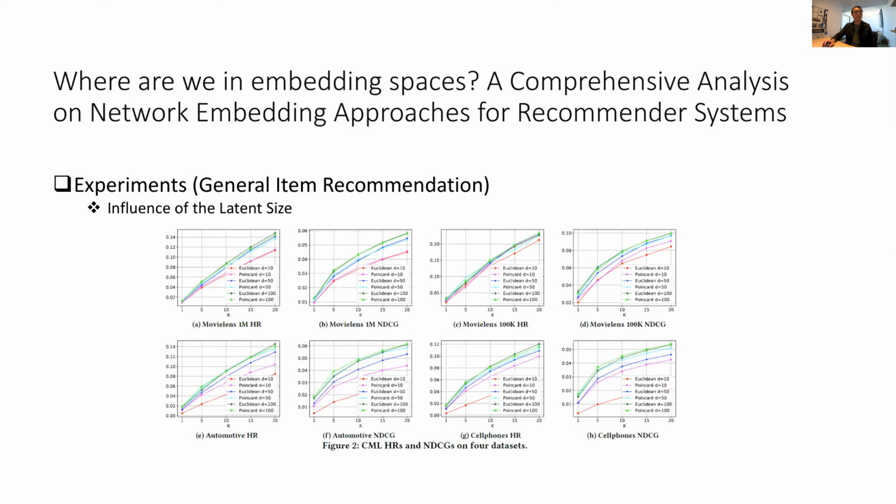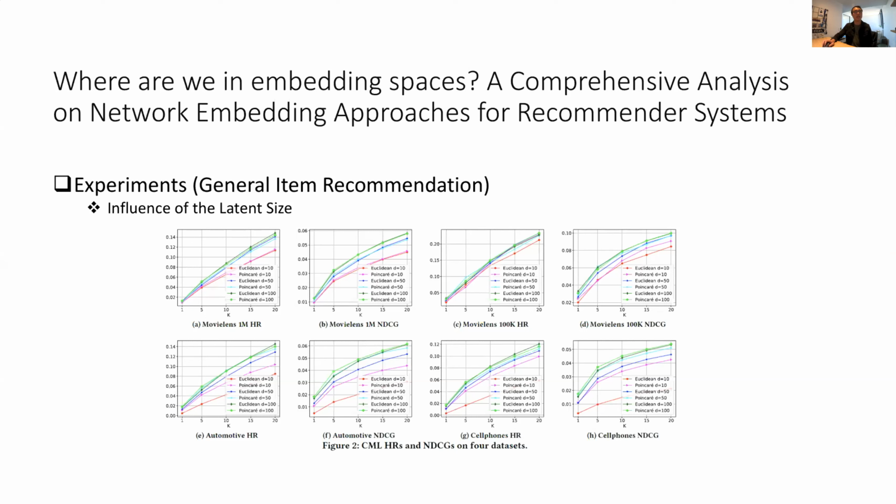Now, let's see how the latent size influences the performance of hyperbolic space. Again, we use the results of CML as an example. Let's focus on the pictures in the second row. We can observe that the improvement of hyperbolic space over Euclidean space decreases as the latent size increases. When the latent size is 10, hyperbolic space significantly outperforms Euclidean space.